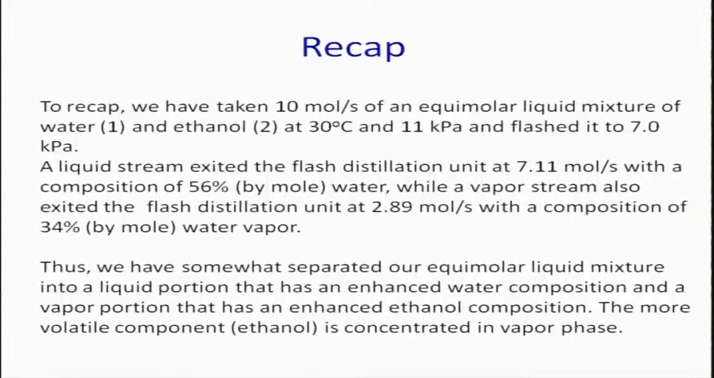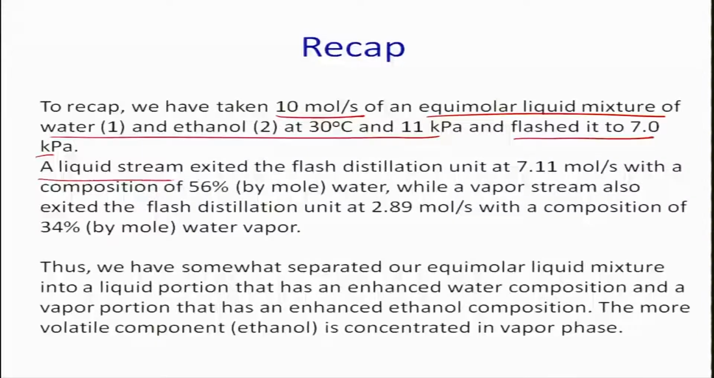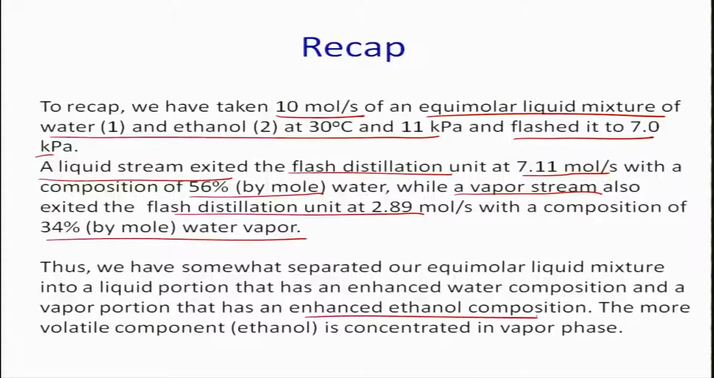So, let us recap what we did. We have taken 10 moles per second of an equimolar liquid mixture of water and ethanol at 30 degrees Celsius and 11 kilopascal and flashed it to 7 kilopascal. A liquid stream exited the flash unit at 7.11 moles per second with a composition of 56% water, while a vapor stream also exited the flash distillation unit at 2.89 moles per second with a composition of 34% by mole water vapor. Thus, we have somewhat separated our equimolar liquid mixture into a liquid portion that has an enhanced water composition and a vapor portion that has enhanced ethanol composition.